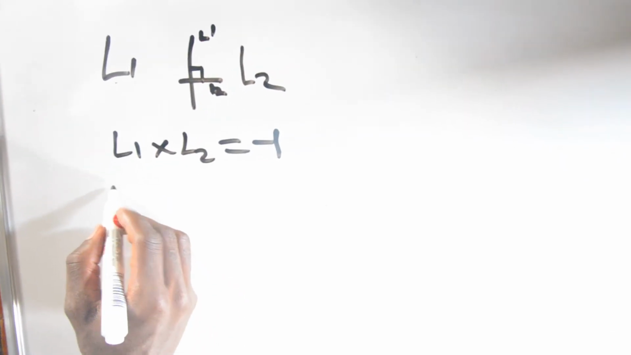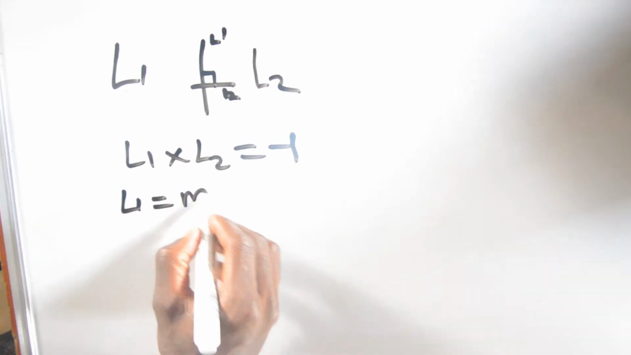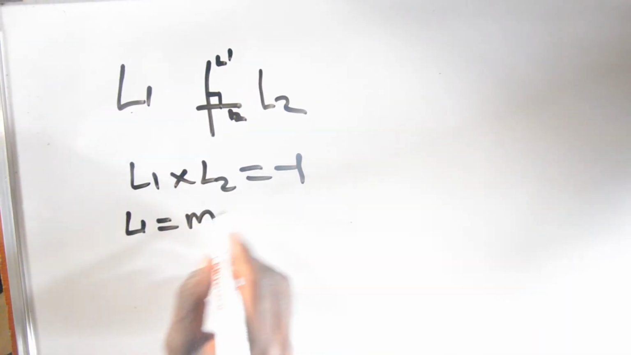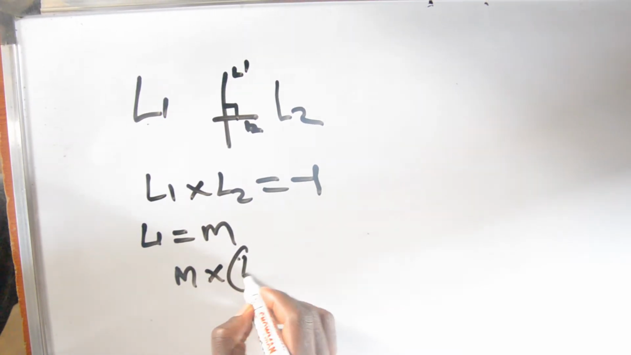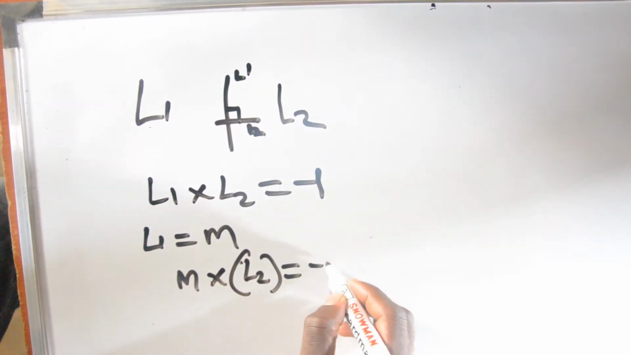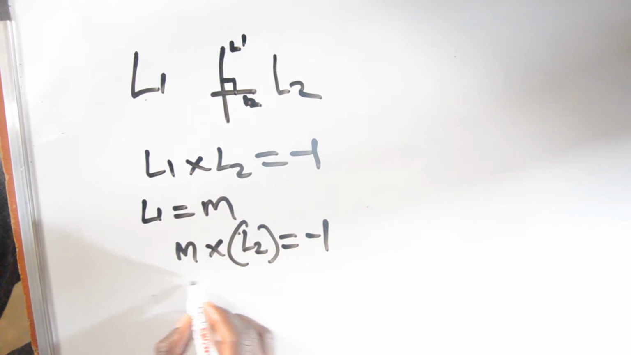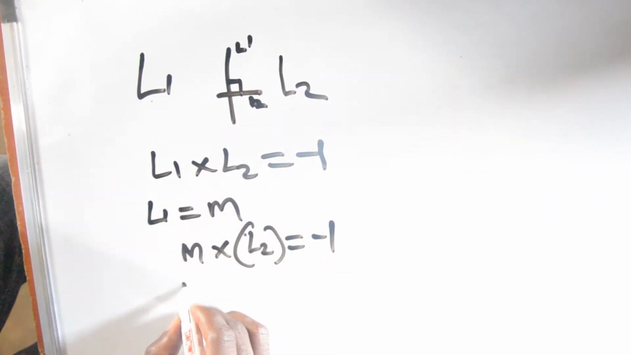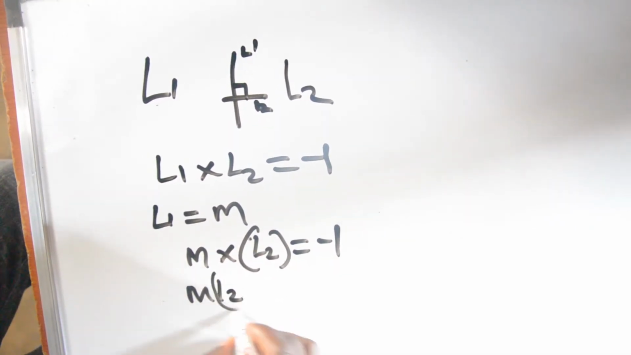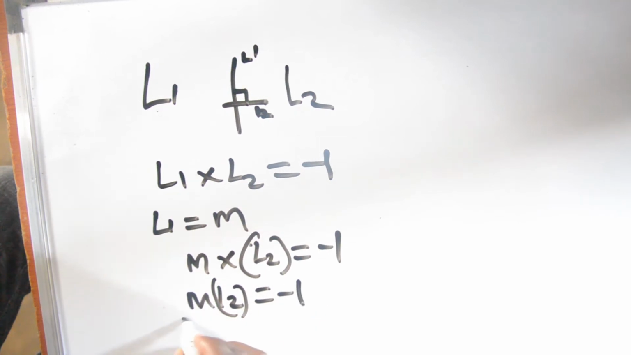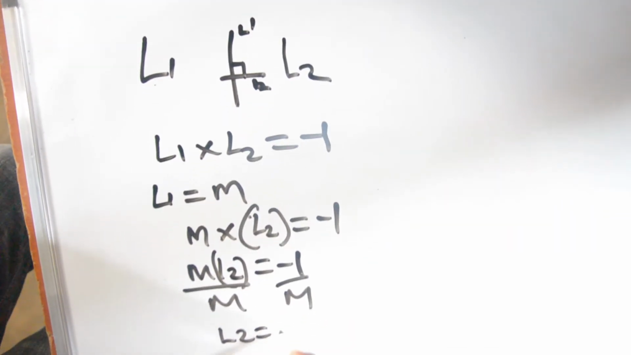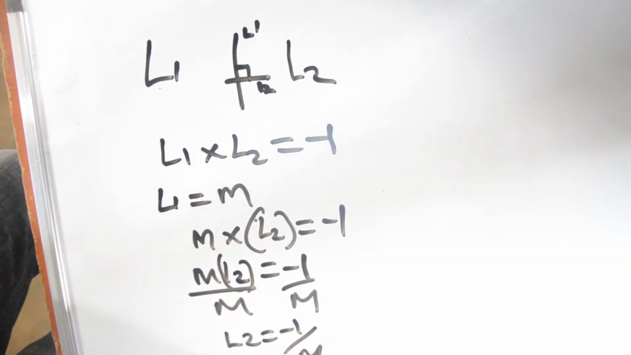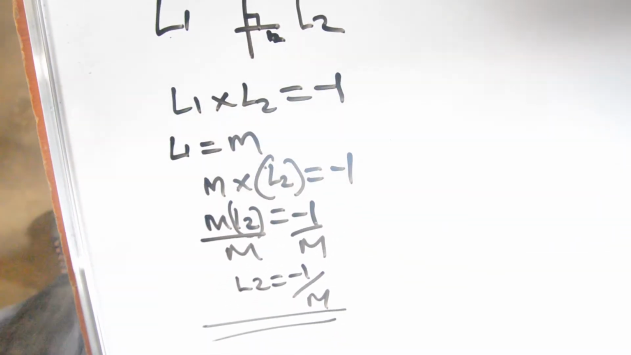For example, let's assume that the gradient of L1 is equal to m. Are we together? So the gradient of L2 will be m times the gradient of L2 is equal to -1. This will give us m times L2 is equal to -1. Divide both sides by m. The gradient of L2 will give us -1 over m. This is the gradient of that other line.